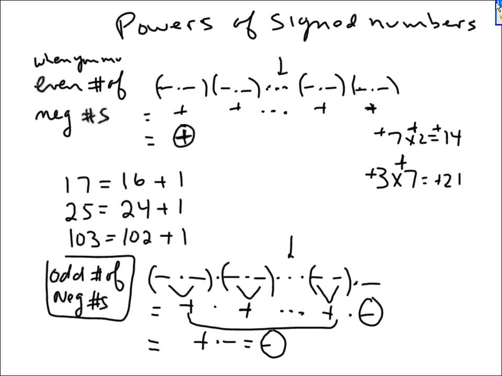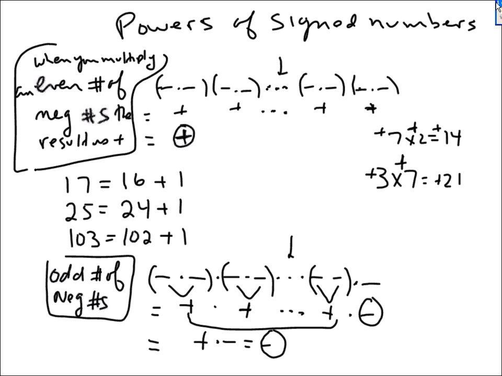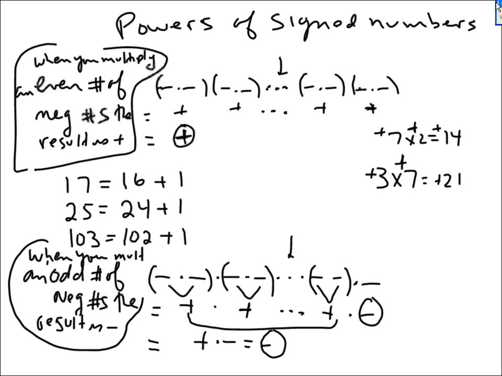When you multiply an even number of negative numbers, the result is positive. When you multiply an odd number of negative numbers, the result is negative. You definitely should know this theorem.